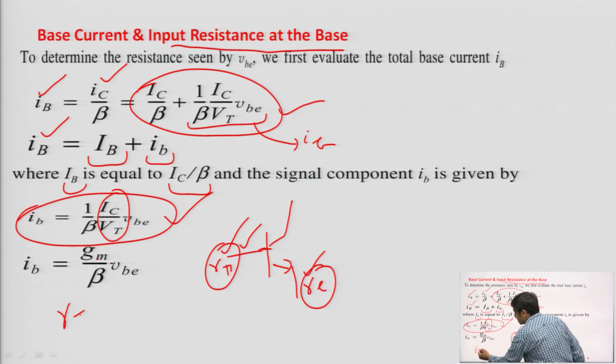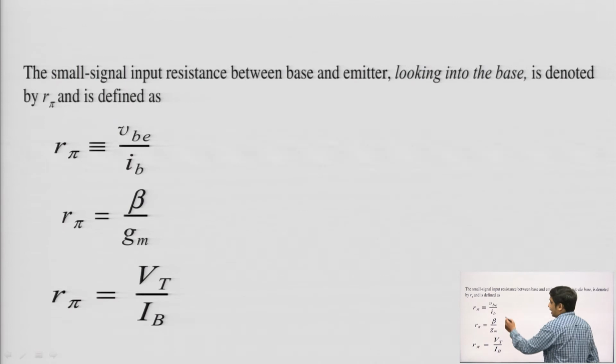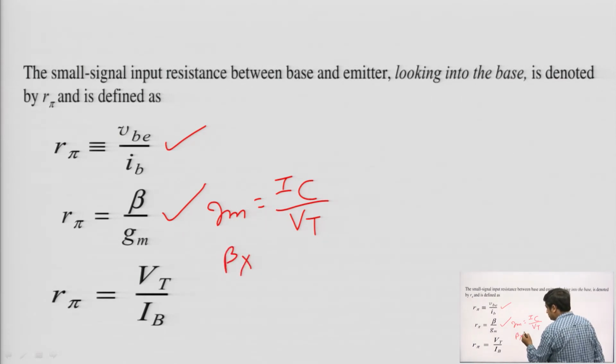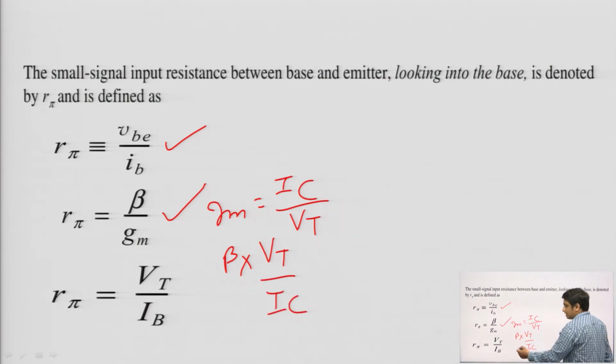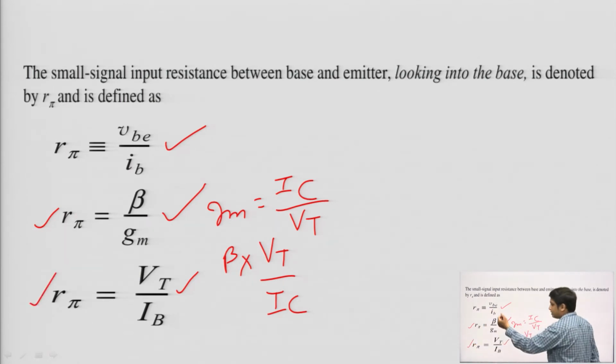So, what will be the resistance at the base terminal? It will be the base to emitter voltage upon base current. So, r pi will be vbe upon ib, that is equal to beta upon gm. Further, you can write gm is equal to IC upon Vt. Then the equation will be beta into Vt by IC, and IC by beta is IB. So, we can express r pi in terms of beta, that is beta upon gm. We can also express r pi in terms of the thermal voltage Vt upon the DC base current, fine.